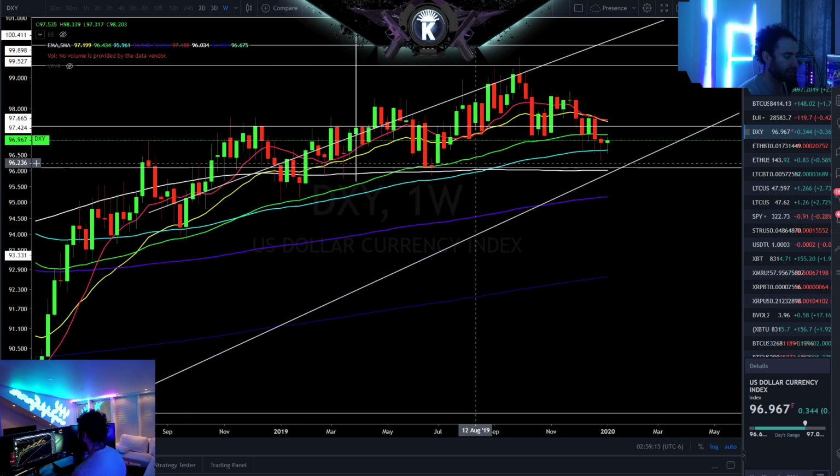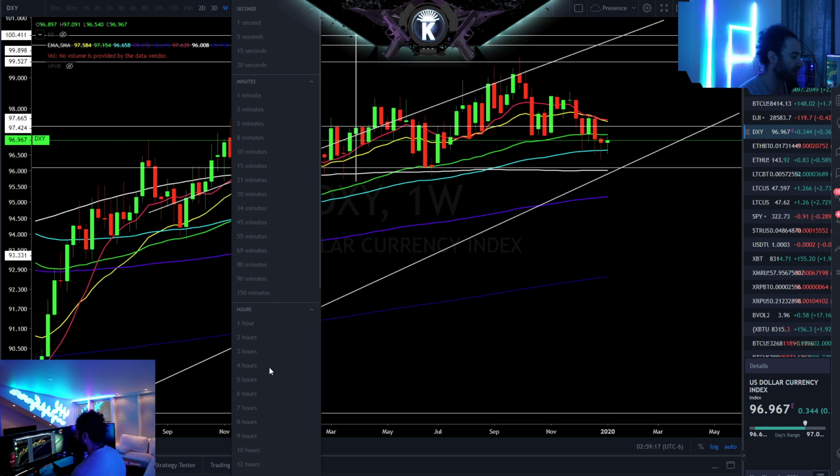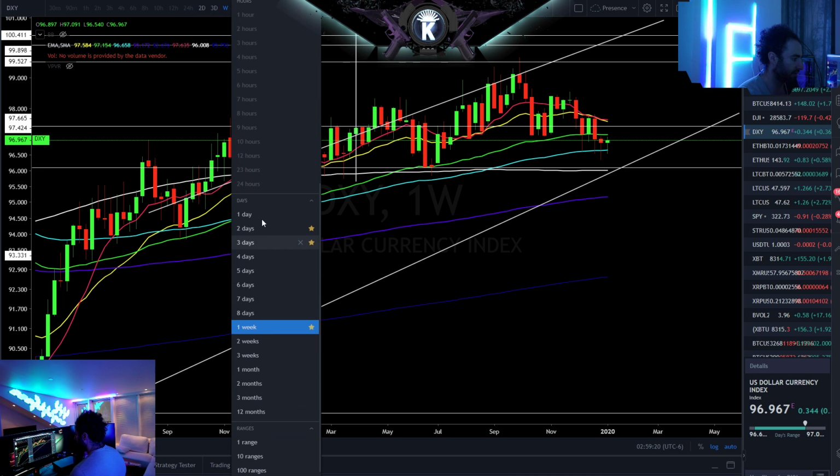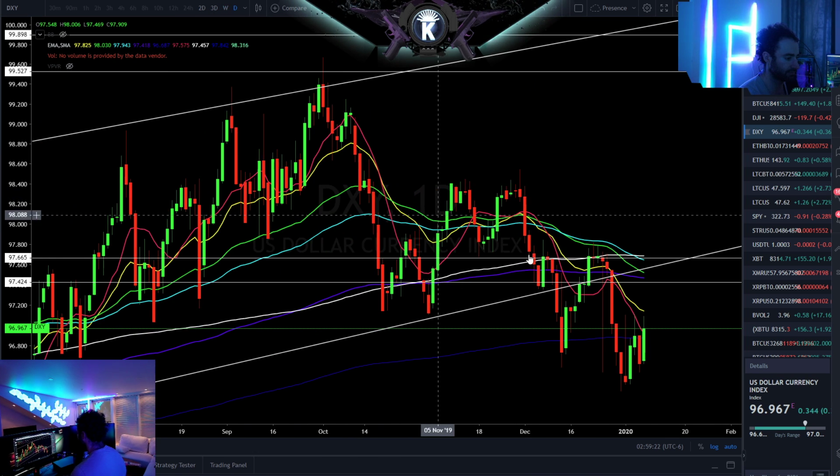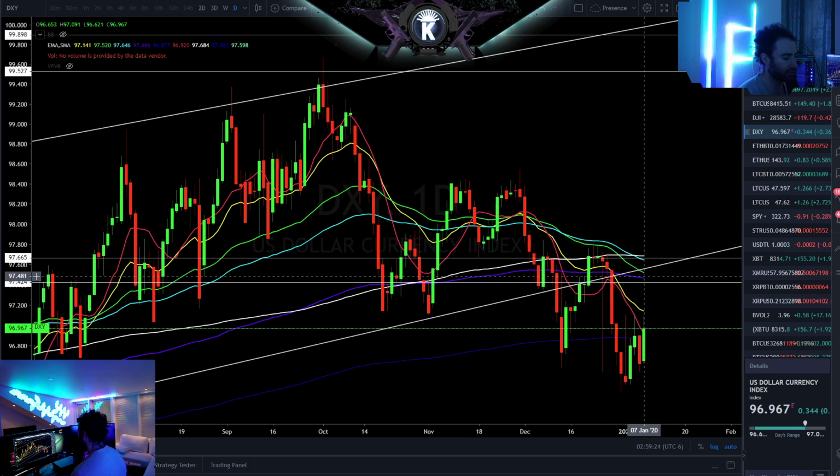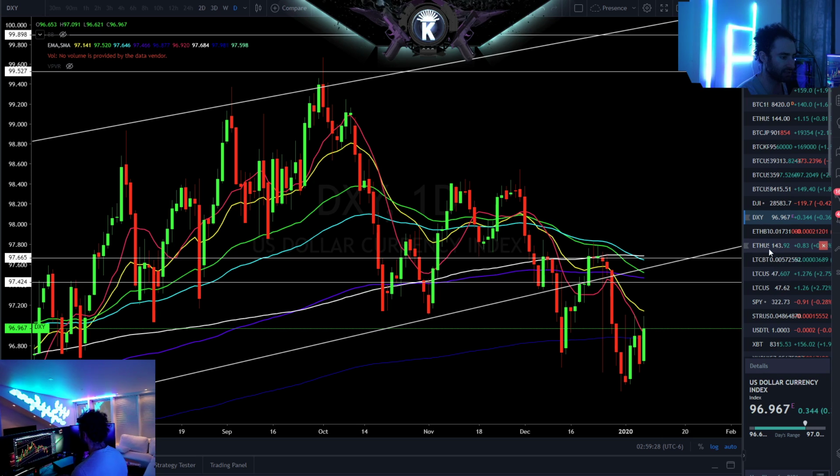What else do we have? Dollar index, Dixie, looking like it's regaining its footing. I want to see it on a daily. See what this looks like. Death cross looming. You know what? I'd wait for the death cross to happen. I don't want to make a comment on that just yet.